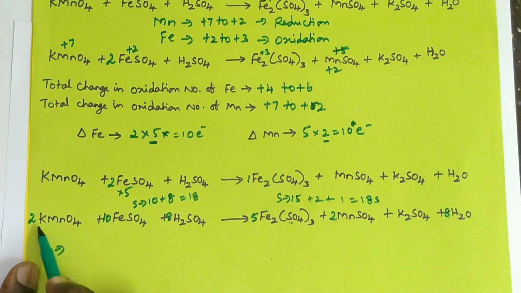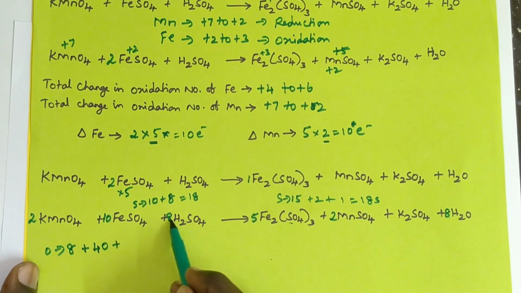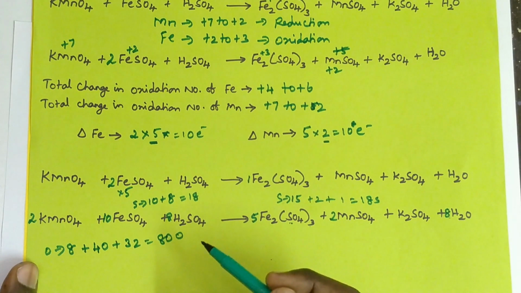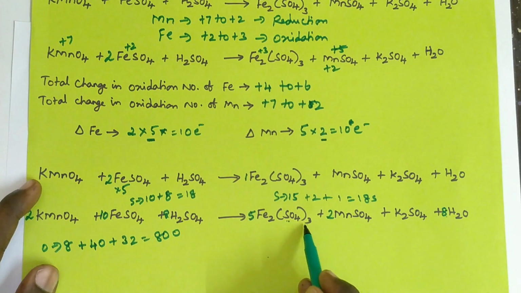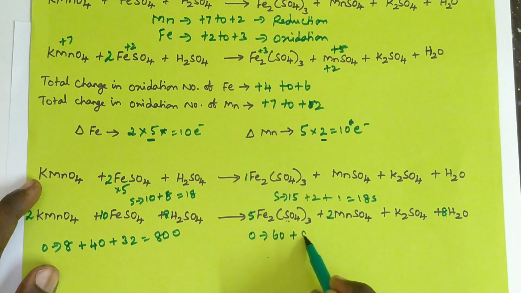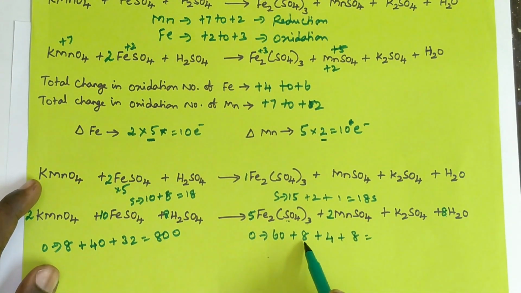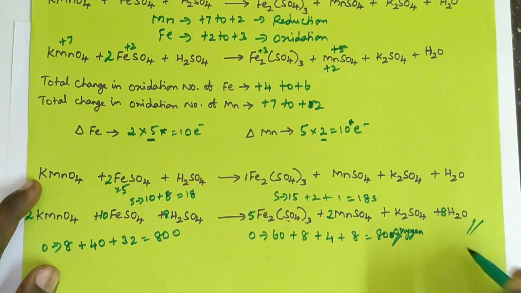Oxygen on the reactant side, you see 2 4s are 8, plus 10 4s are 40, plus 8 4s are 32. When you add, you get 80 oxygen on the reactant side. So you have to balance on the product side. Product already 4 3s are 12. 12 into 5, 60 oxygen, plus 2 4s are 8, plus 4 oxygen, plus 8 into 1, 8. When you add 60 plus 8, 68, 72, 80. So 80 oxygen, 80 oxygen. So the equation is balanced.